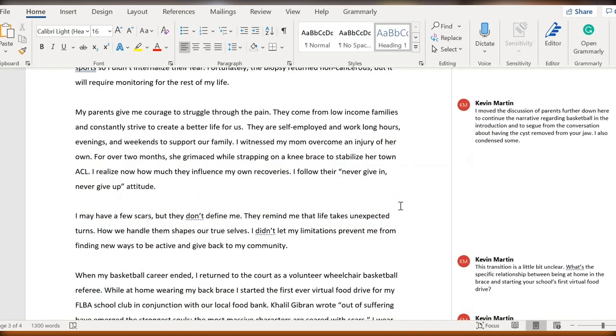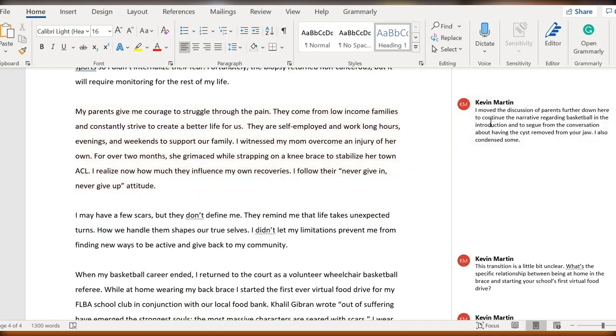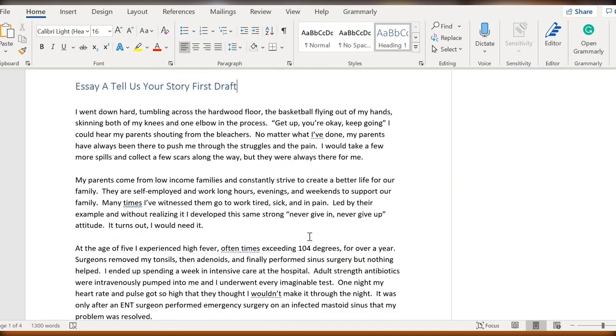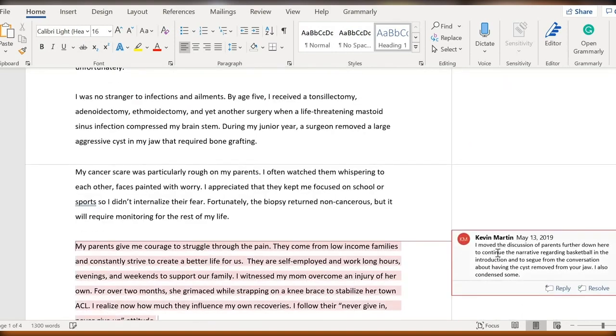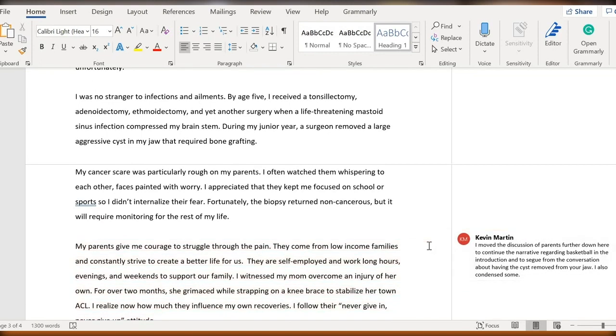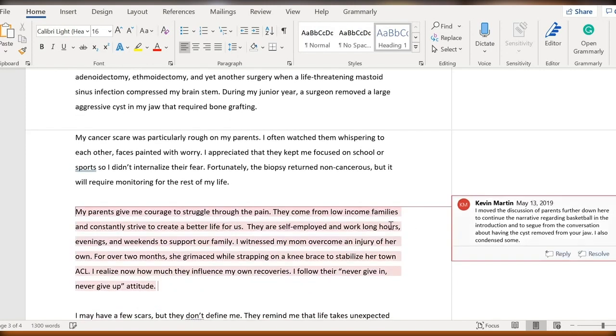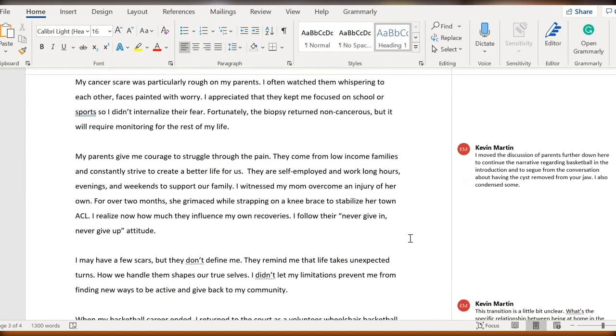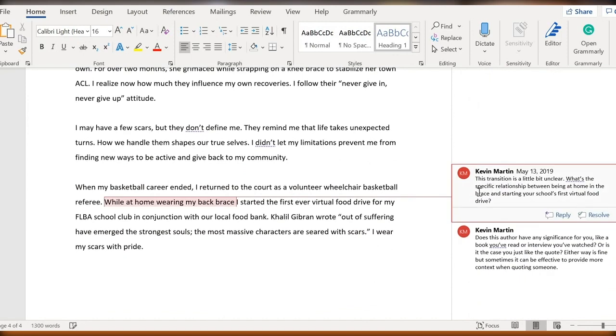We'll see what the implementation of some of these looks like in later drafts, but recall in the earlier draft that they talked about their parents in the second paragraph. Here I've gone ahead and moved the discussion of the parents further down so that they can talk more about the narrative of their basketball injuries, and then segue later on to providing more background into the environment in which they were raised.